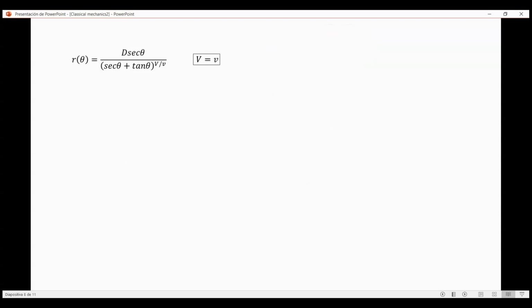And what happens if both velocities have the same magnitude? Well, then this exponent here is just 1. So this is d secant of theta divided by secant of theta plus tangent of theta. This is just d divided by 1 plus sine of theta. I take this here and multiply it by r, and I have r plus r sine of theta. This is equal to d.